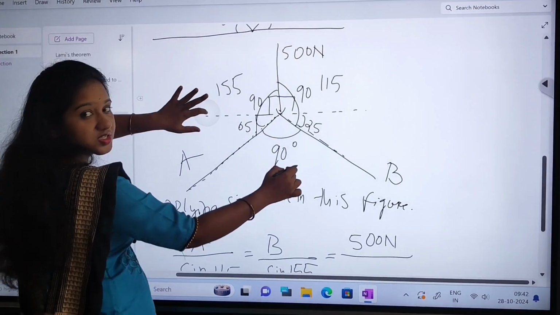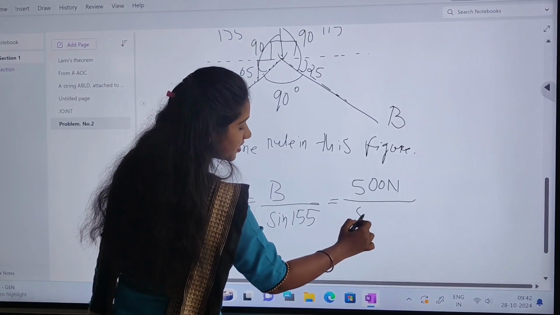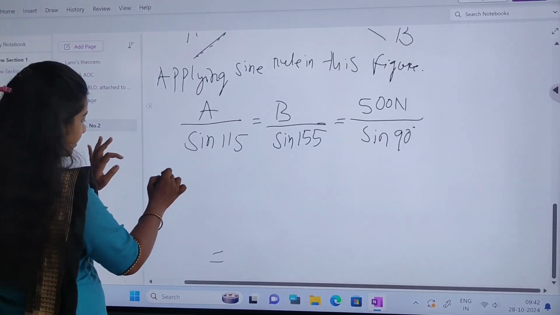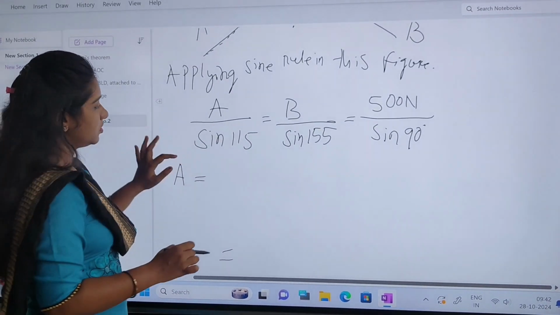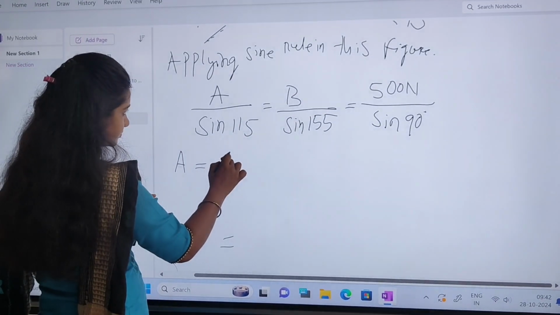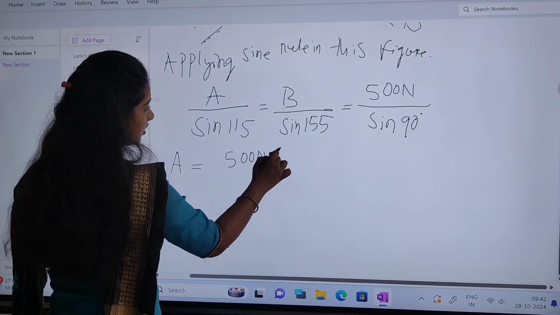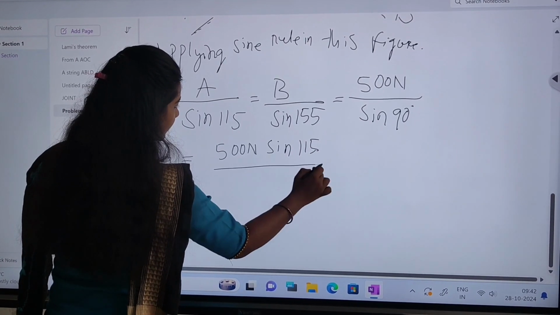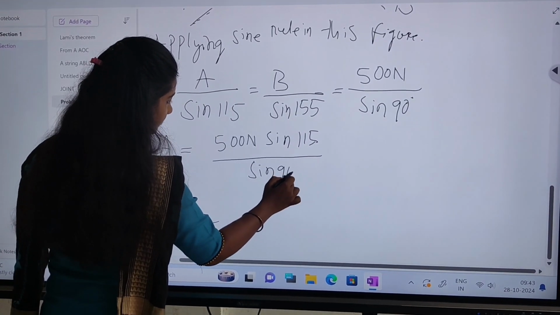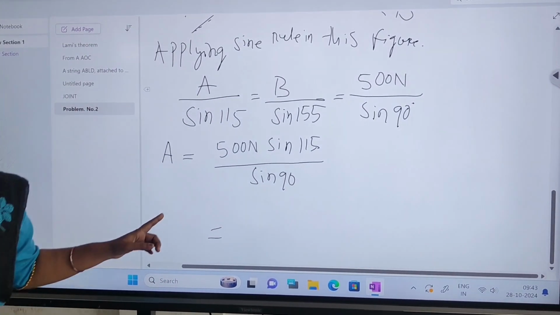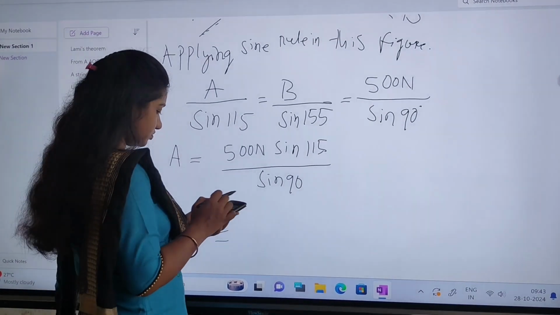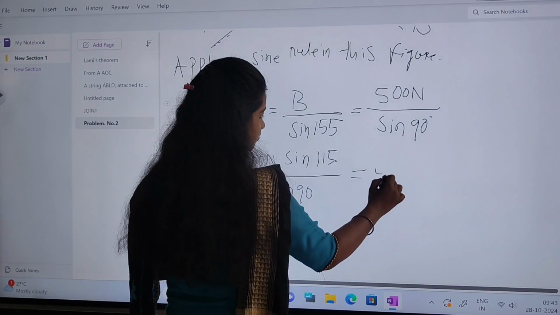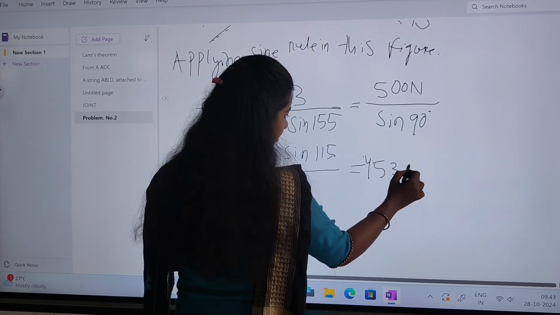This one is proportional to this angle. This angle is 90 degree. So we write down here sine 90. Now we find out A equal to, we write down here 500 Newton into sine 115 divided by sine 90. Next, calculate this value in calculator. So this one is 453.15 Newton.